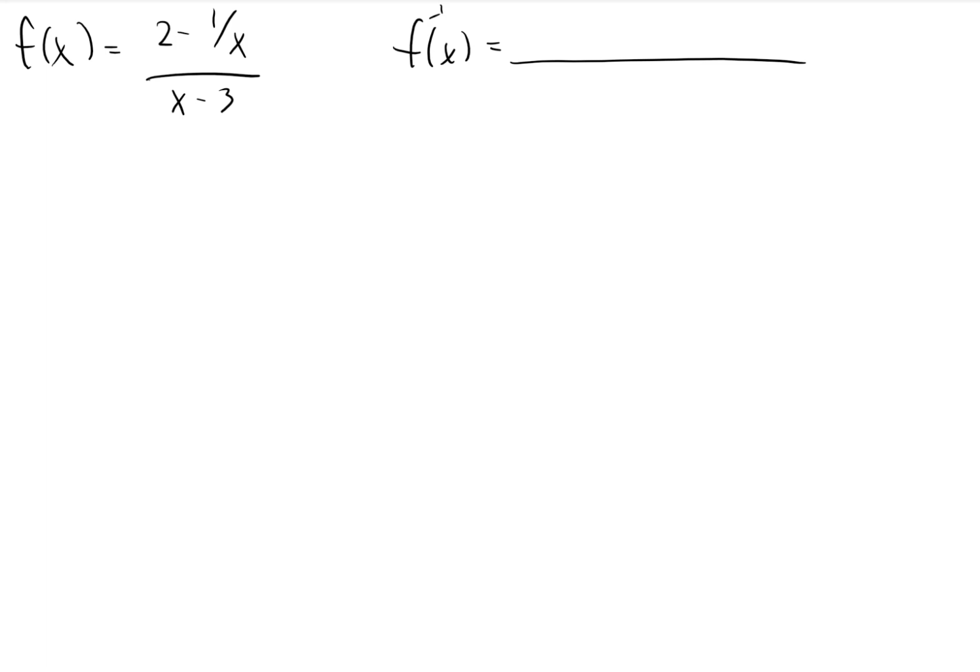Alright, so this one, we're given a function that is a complex fraction. Got a smaller fraction within a bigger fraction. So before I even want to think about taking the derivative of this, I'd like to rewrite this so that it's not quite as messy looking.